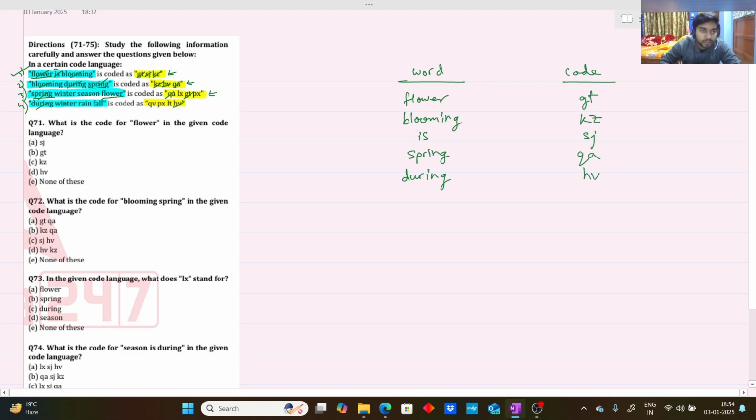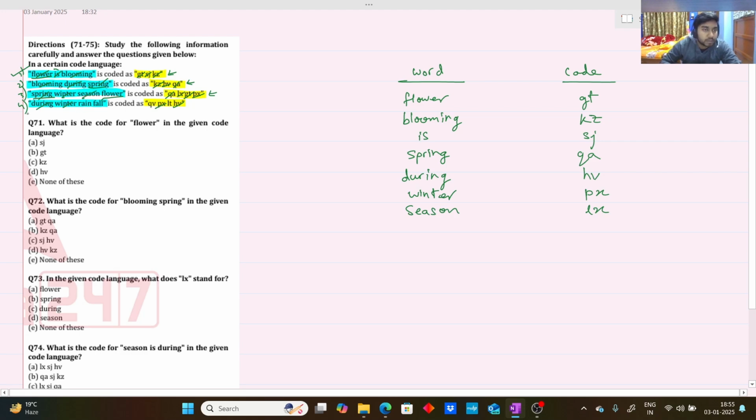Okay, I can see now winter. Winter is present in both my third and fourth sentences. In the third and fourth codes, what is the common? PX. PX is common in both. That means winter corresponds to PX. In my third sentence, only one word is remaining, season, and only one code is left, LX. That means season is LX.